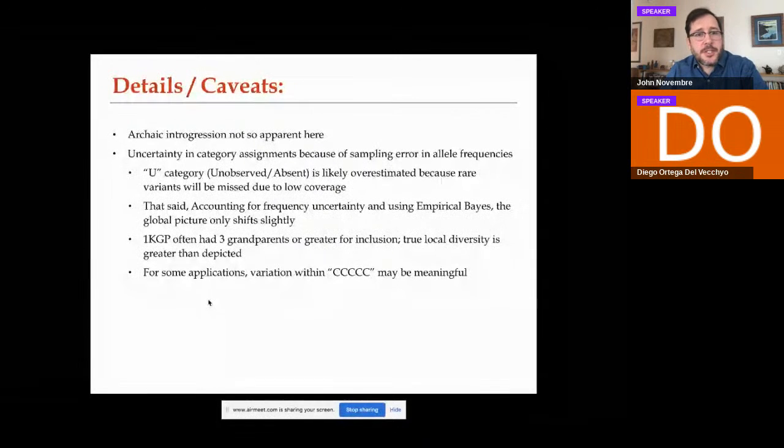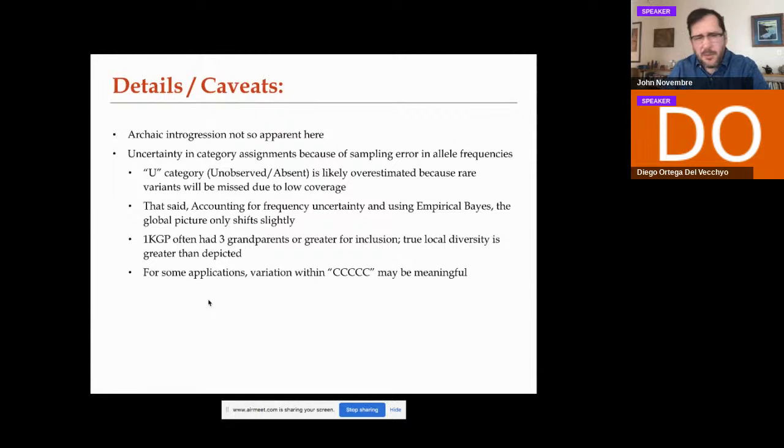It should be said there's uncertainty in these category assignments because of sampling error. So the U category is likely overestimated because rare variants are going to be missed. That said, we have taken some approaches to account for frequency uncertainty and improve the frequency estimation using empirical Bayes approaches, and the global pictures that I show only shift slightly. So I present this very simple approach because it's easier to explain and maybe more transparent for teaching and convincing people about human variation.